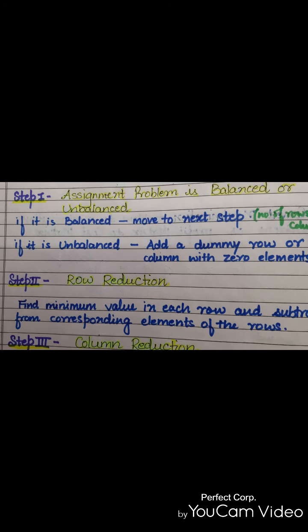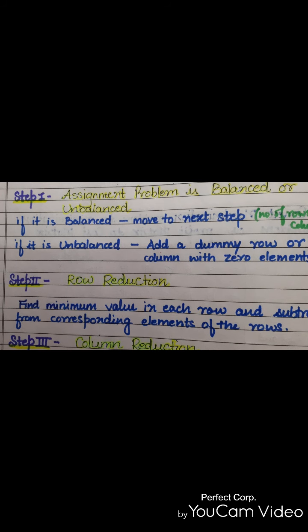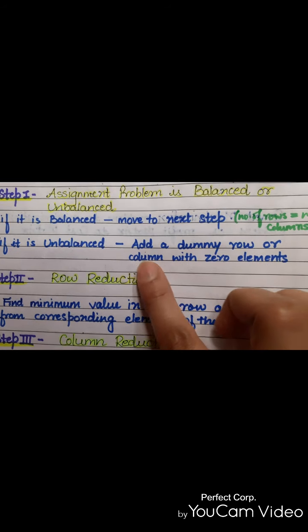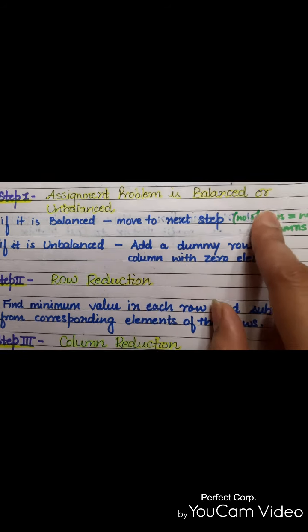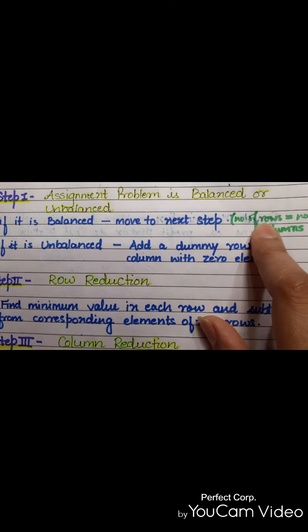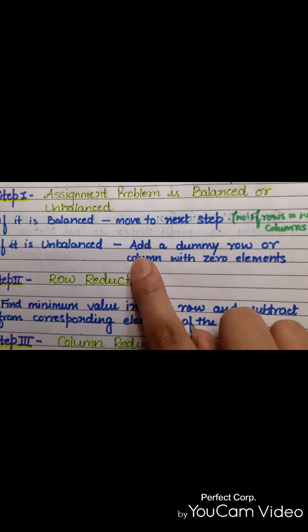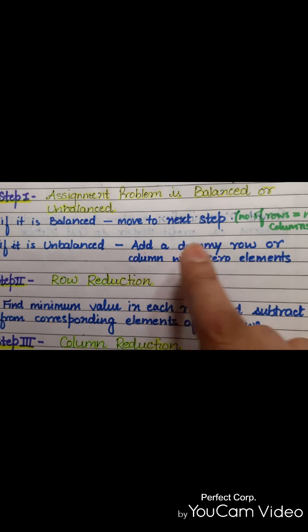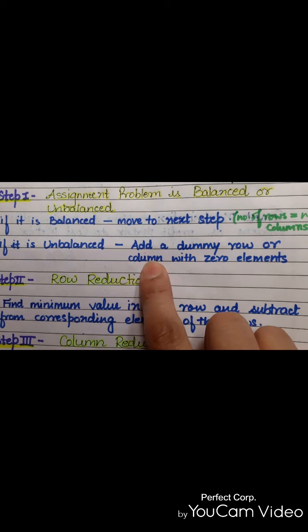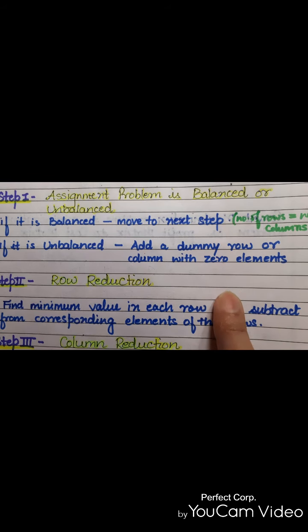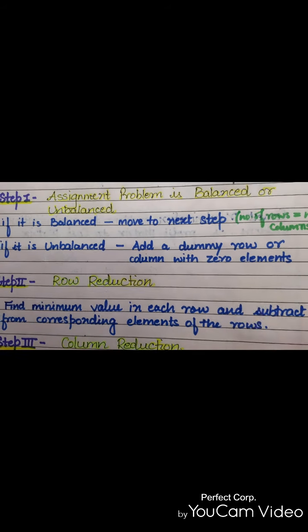Now, if we find that the assignment problem is unbalanced, then we just have to add a dummy row or a dummy column, whichever is less in number. We just have to equate the number of rows and number of columns. So on the side which is less in number, we add a dummy row or dummy column, and the elements of that dummy row or dummy column are 0.